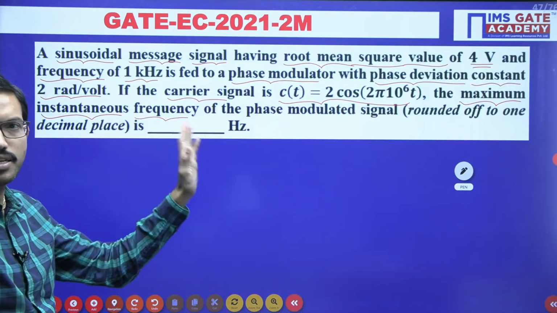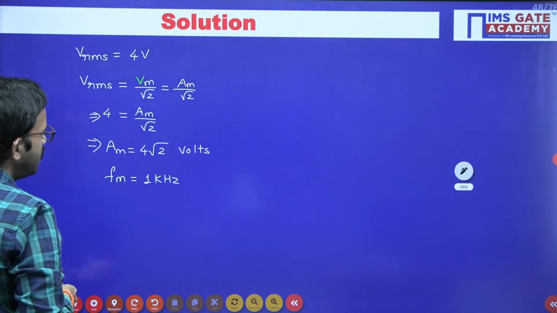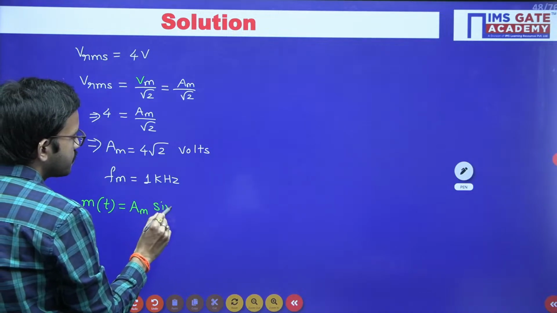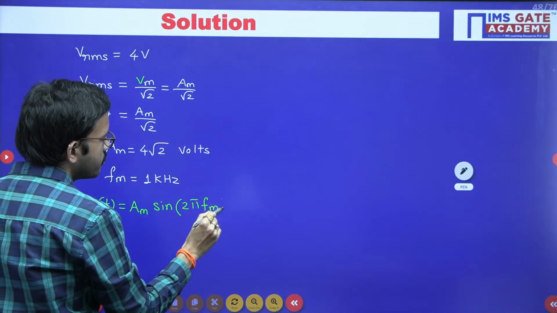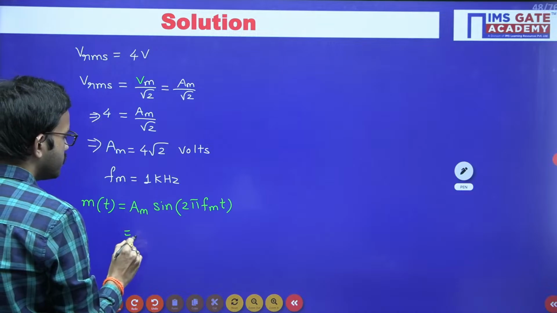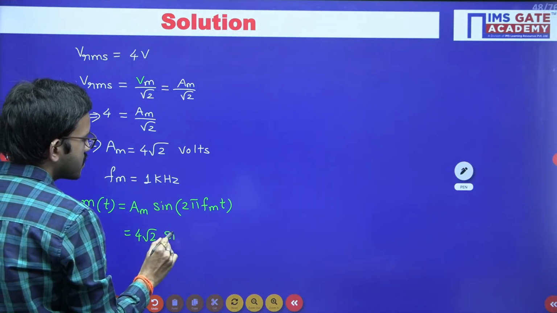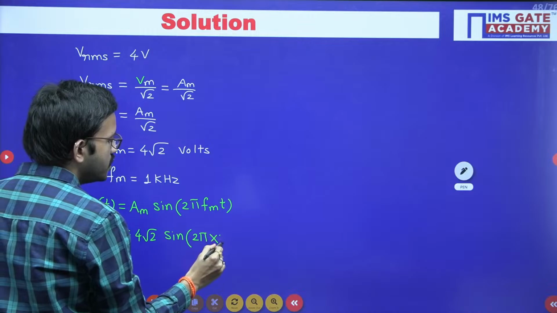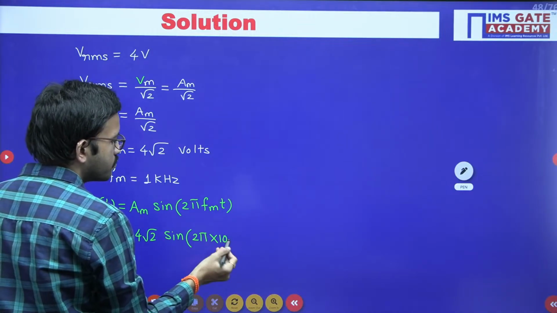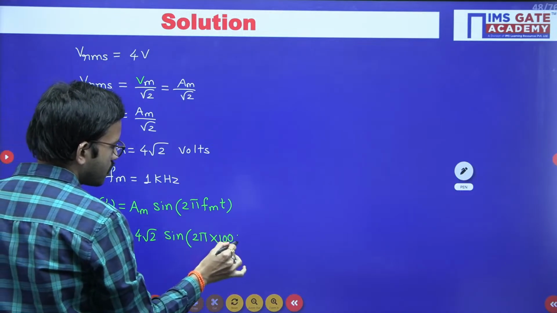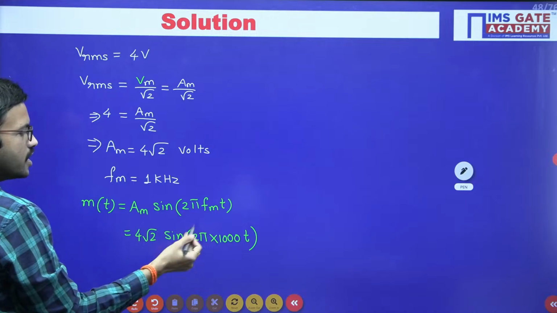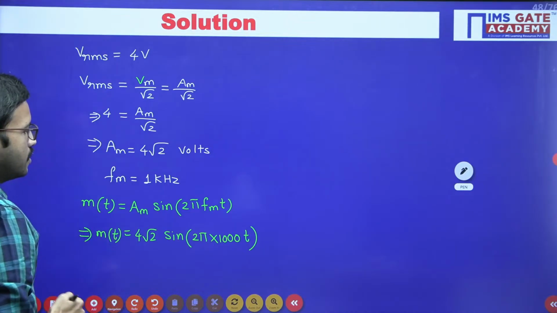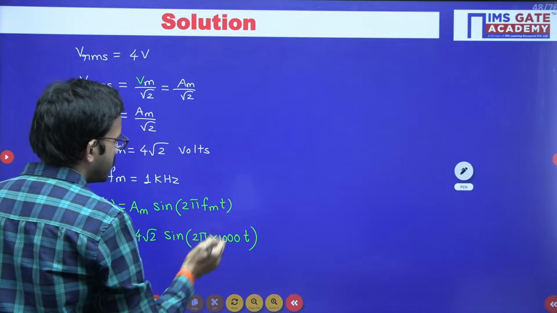So that means now you can write the representation for the message signal, which is nothing but m of t equal to Am sin 2 pi fm t. Here Am is nothing but 4 root 2, and fm is nothing but 1k, which we can write as 1000, or 10 power 3, your wish. So 4 root 2 sin 2 pi into 1000 t is your message signal.